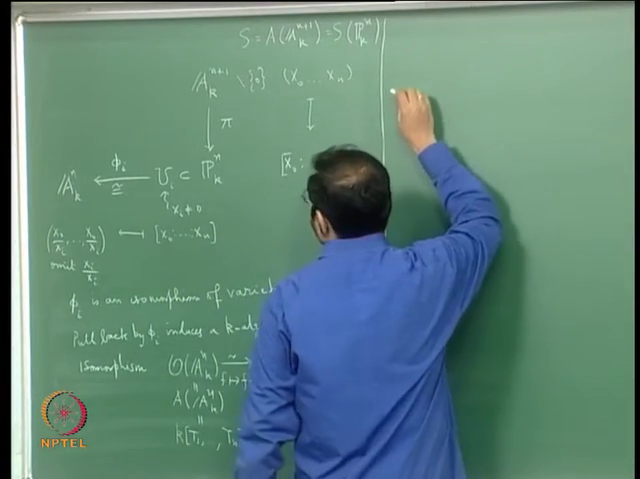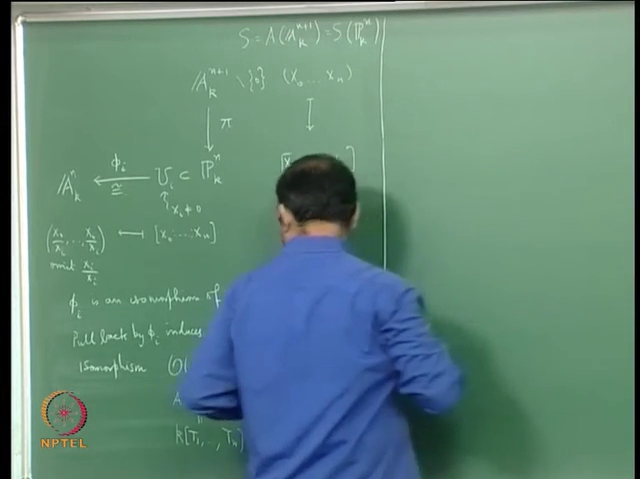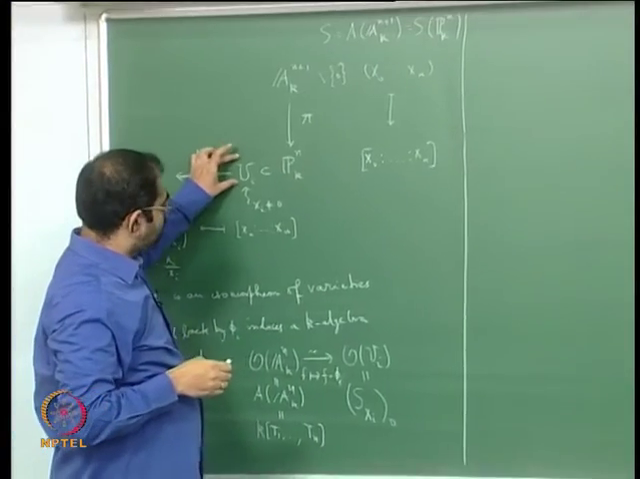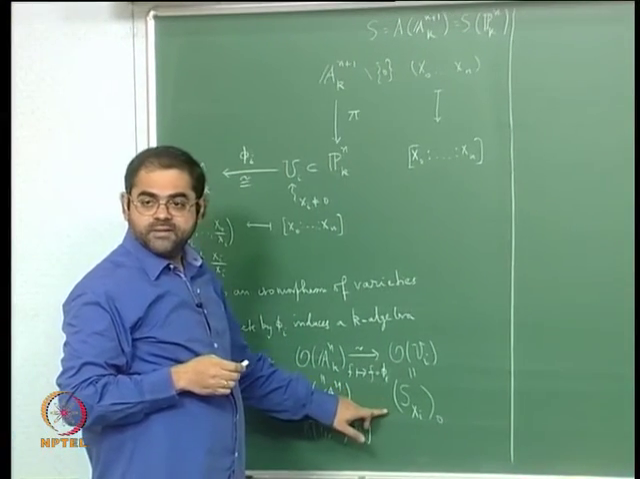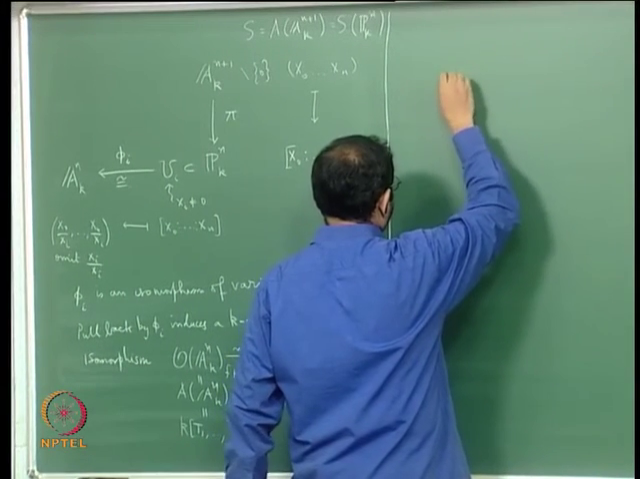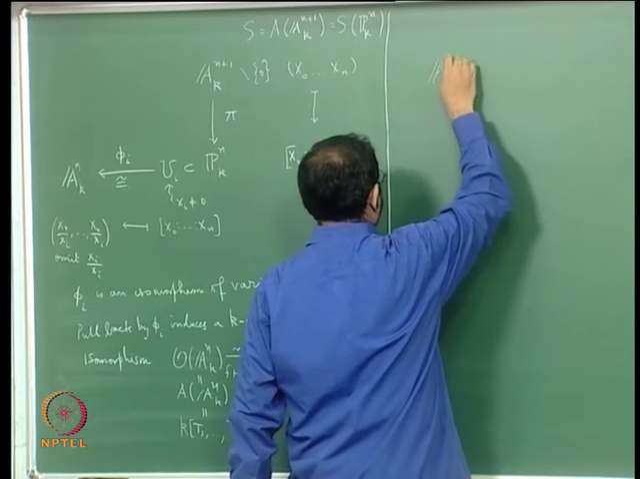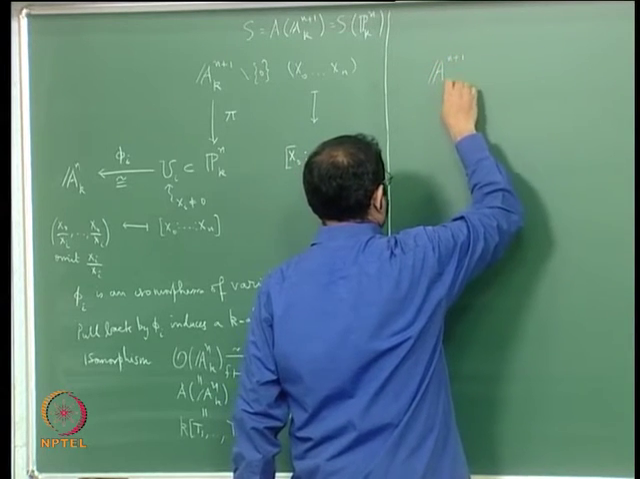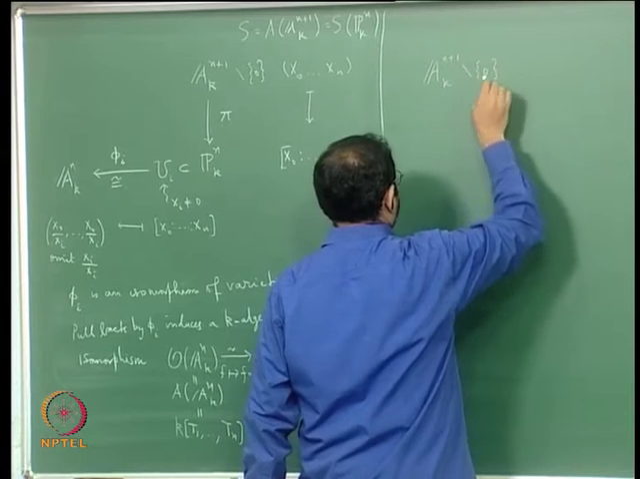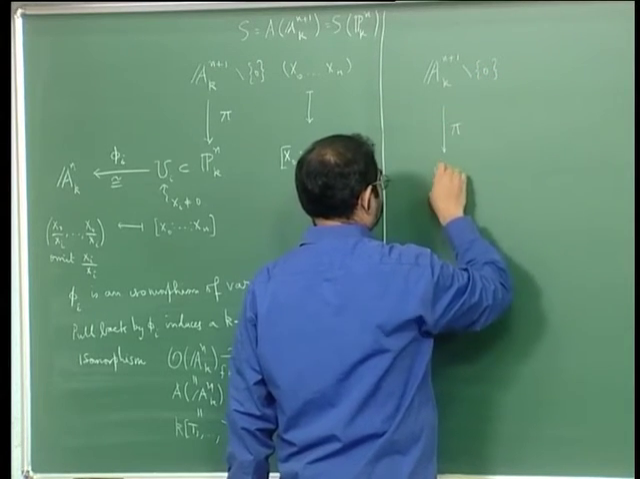The first thing that I want to tell you is why the regular functions on UI are given by this ring. So the situation is like this. Let me draw a diagram. Here I have affine n plus one space minus the origin. This is the punctured n plus one dimensional affine space, and this is the projection onto the projective space.